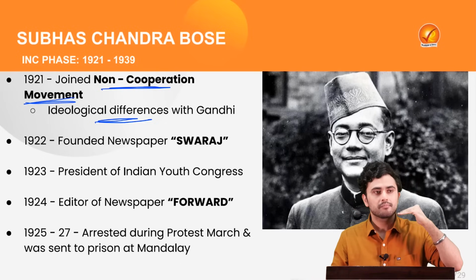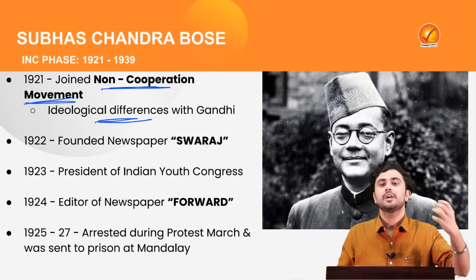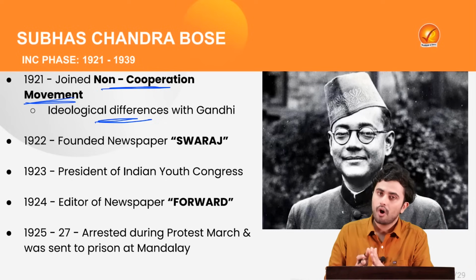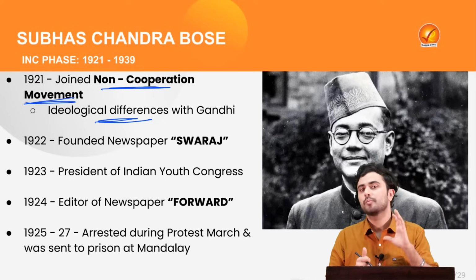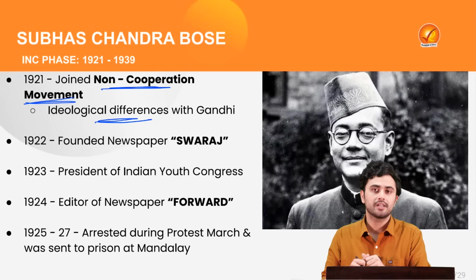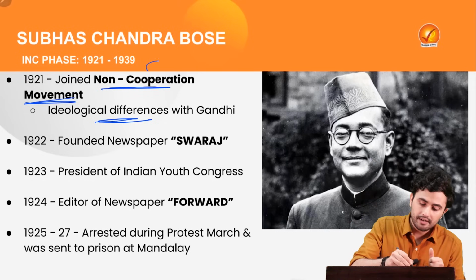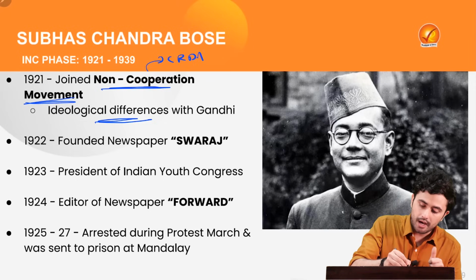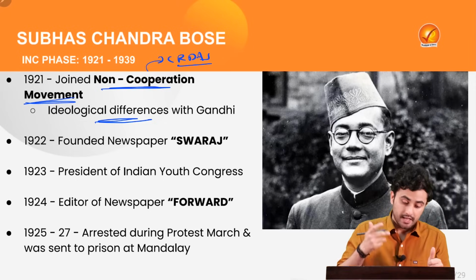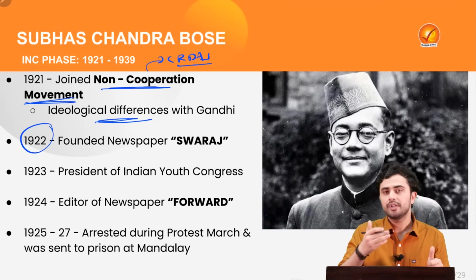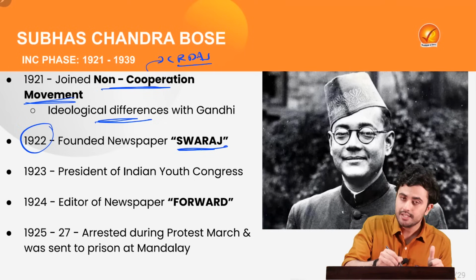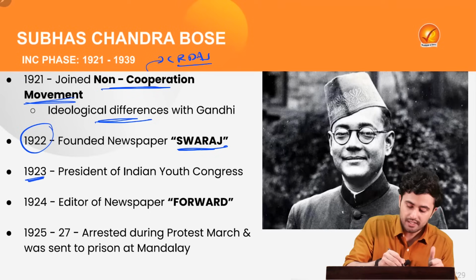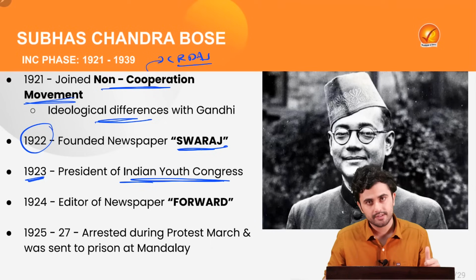However, as their basic idea of achieving independence for the country was one and the same, they both got together, and ultimately Subhash Chandra Bose joined the Indian National Congress and was inducted into the Congress by his political guru C.R. Das. Then in 1922, he founded the newspaper Swaraj, and by 1923, he became the president of the Indian Youth Congress.